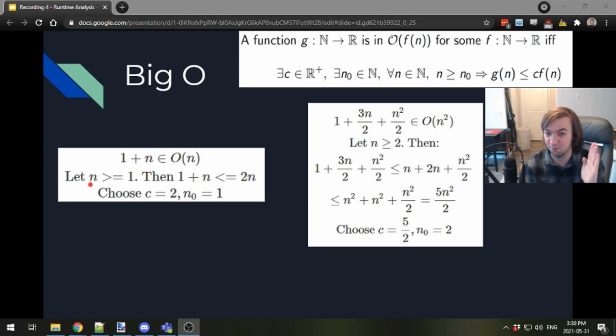Suppose I start at n is 1, then what do I have? I have 1 over here and 2 over here, right? So, okay, well, what if I make my multiplier for n equal to 2? Well, in that case, as soon as we hit n equals 1, they're going to be the same. And everything beyond that, 2n is going to be bigger than 1 plus n. So I've chosen c is 2, n naught is 1, and this now means that n is an upper bound, which is what big O is, of n plus 1. Or specifically, cn is an upper bound of n plus 1, which is our big O proof.